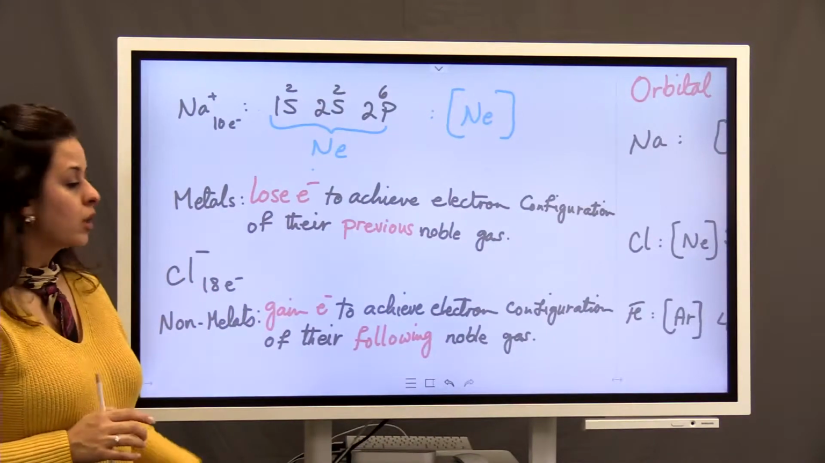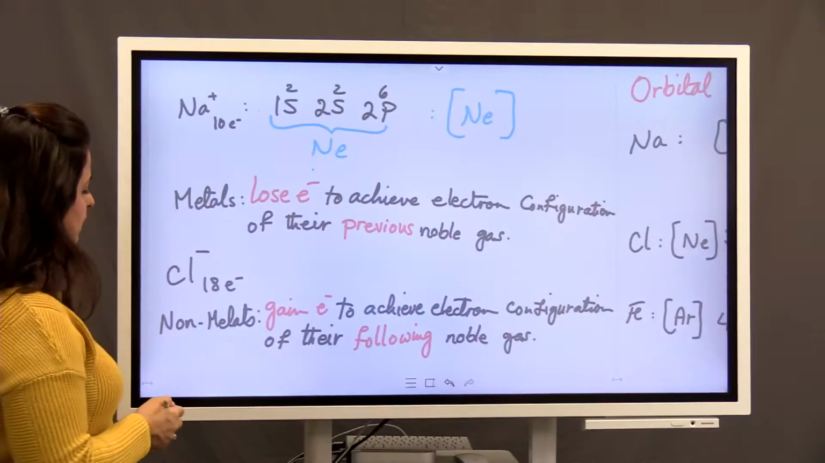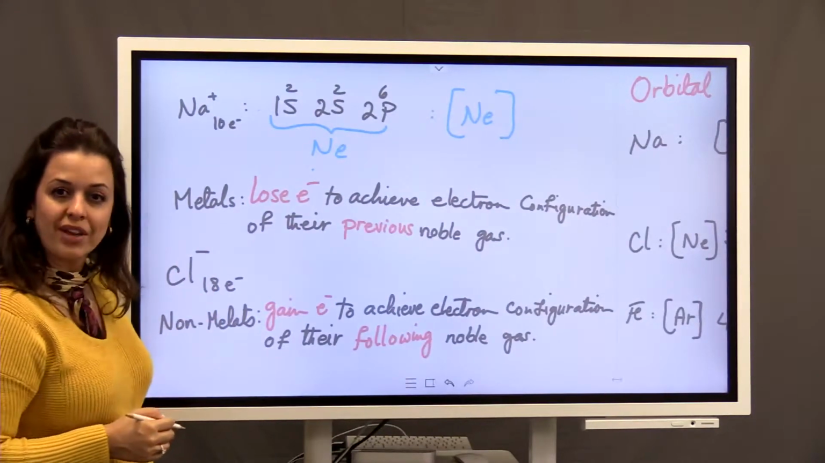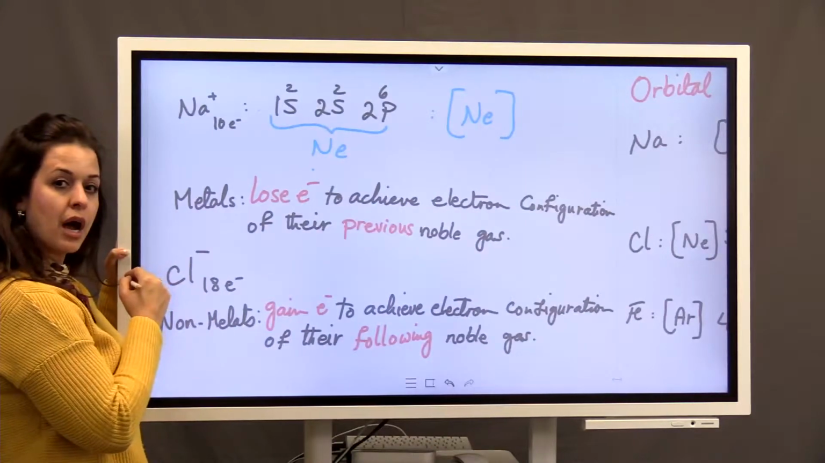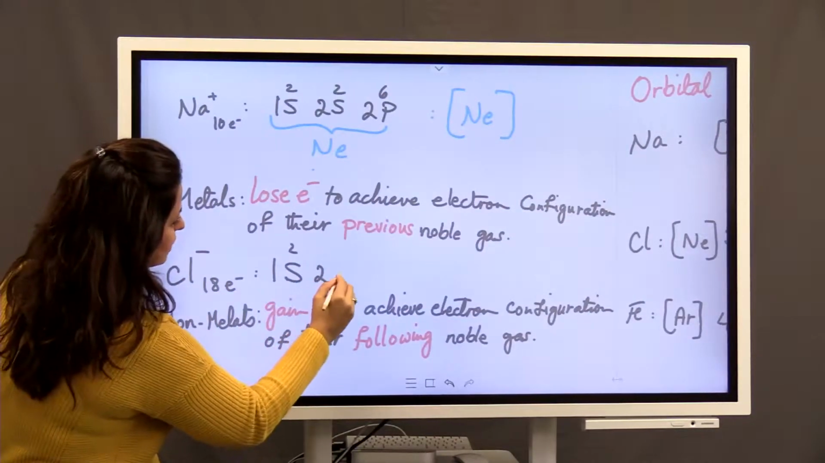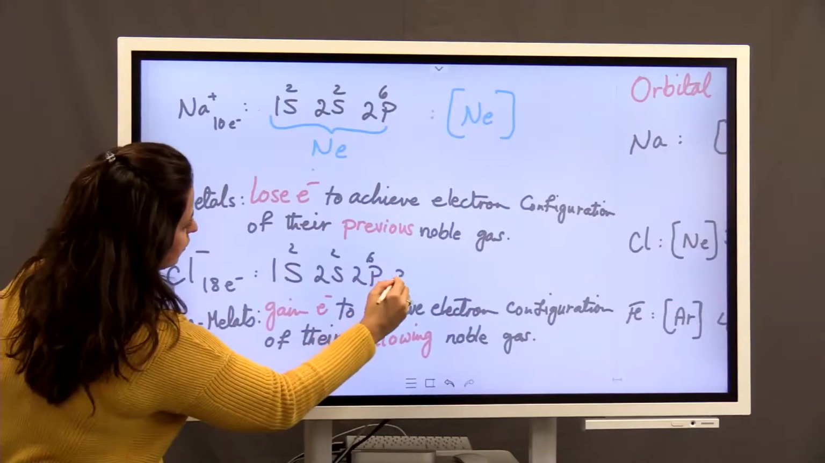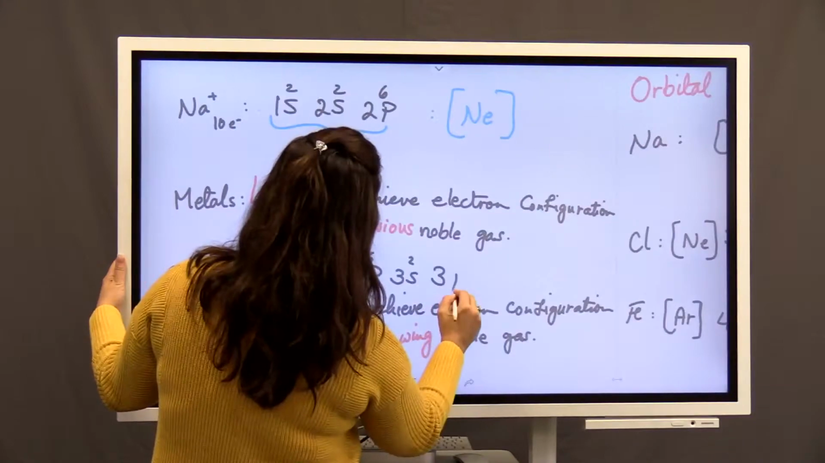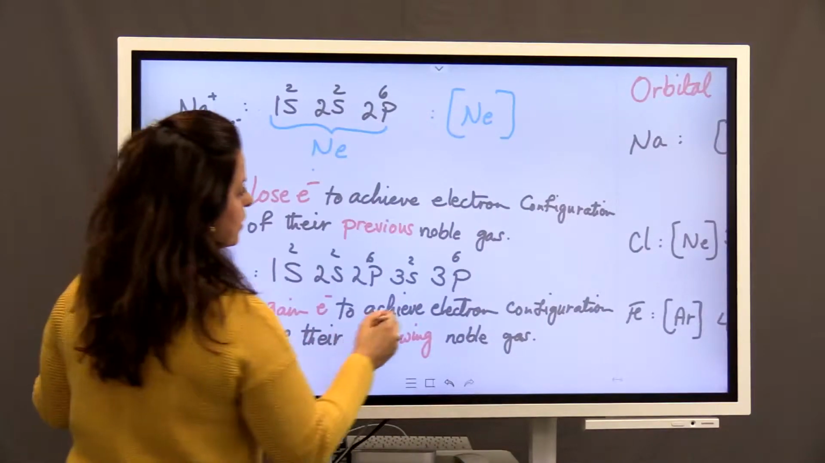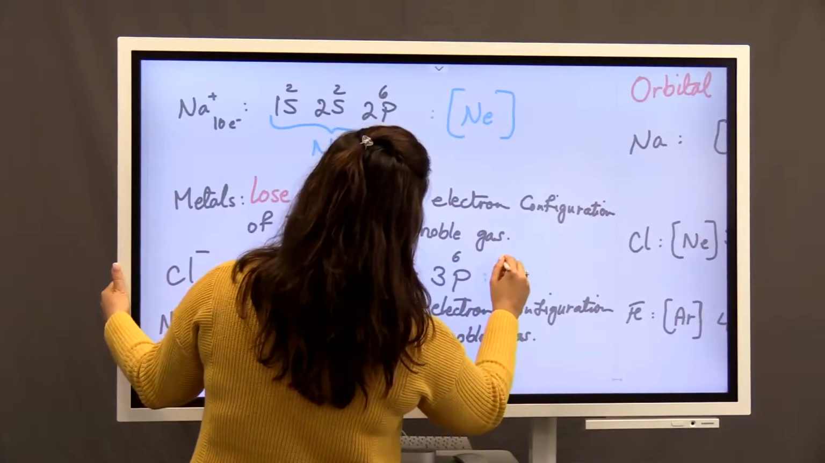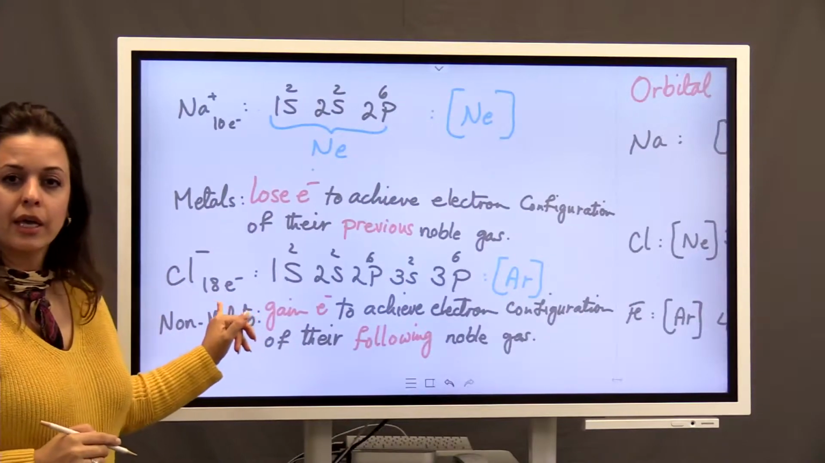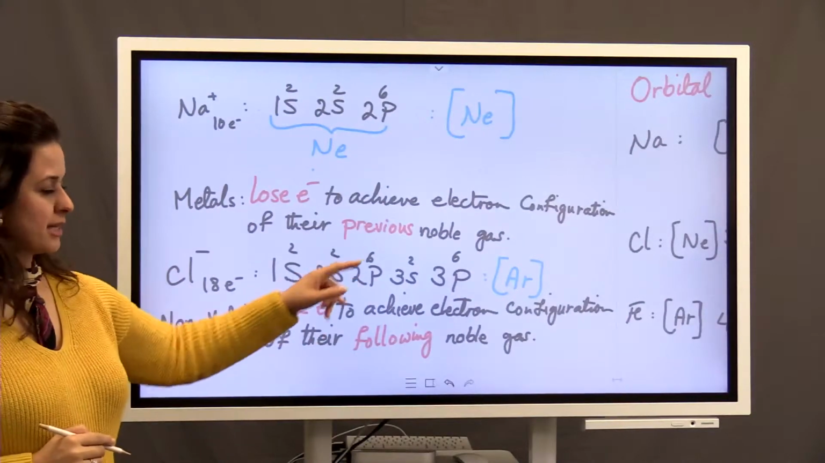For chlorine, chlorine is a nonmetal, right? Let's write the electron configuration of the chloride. Chlorine had how many electrons? 17. When it gains one electron, it has 18 electrons. So let's write its electron configuration. 1s2, 2s2, 2p6, 3s2, and 3p6, right? 2, 4, 10, 12, and 18 electrons. Which other element has 18 electrons? Isn't it argon? So again, chlorine gains an electron to become as stable as argon.